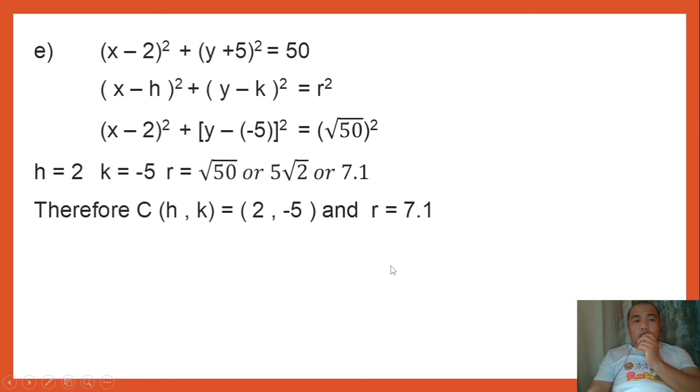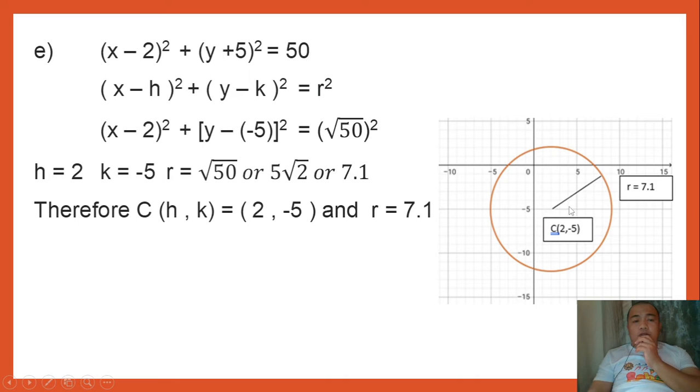Okay. Another x minus 2 quantity squared plus y plus 5 quantity squared equals 50. So you can now tell the center 2, negative 5. Ayun, 2, negative 5 ang kanyang center. While the radius is the square root of 50. That means 5 square root of 2. Or you can use your scientific calculator. Square root of 50 is 7.1. Yun, center is at 2, negative 5. While the radius is 7.1.